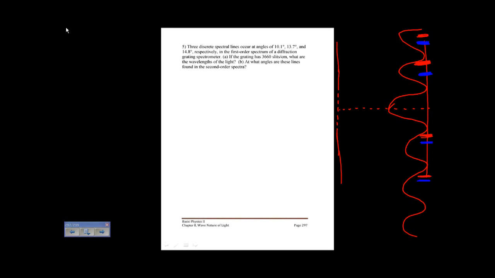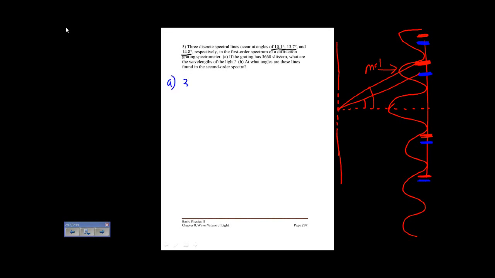blue, and blue. Now what this is saying is that these spectral lines occurred in the first order. So those spectral lines occurred here. So they had angles of 10.1, 13.7. Their angles were measured like that, but they were still m equal 1. So they all three occurred in the first order spectrum, but because they were different wavelengths, they were bent at different angles. Okay?